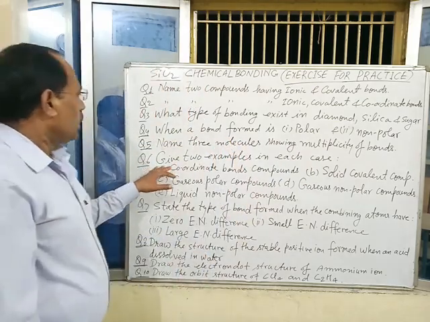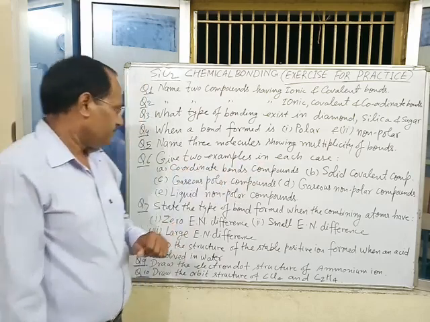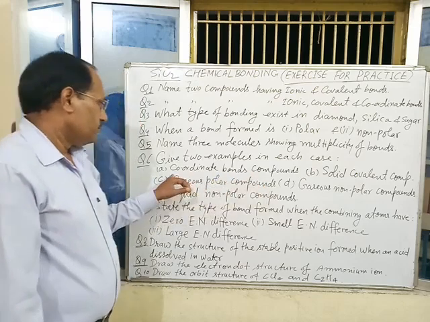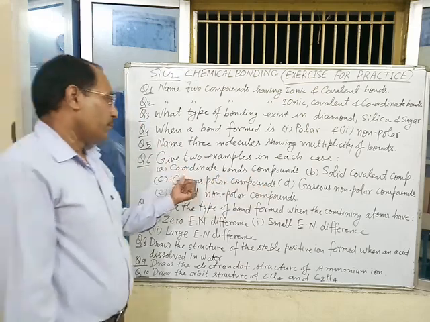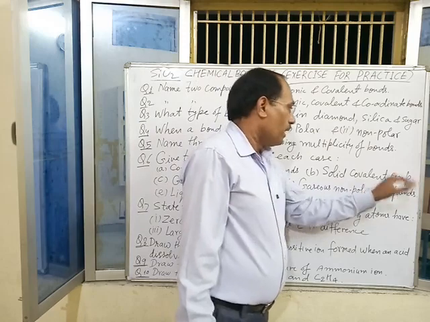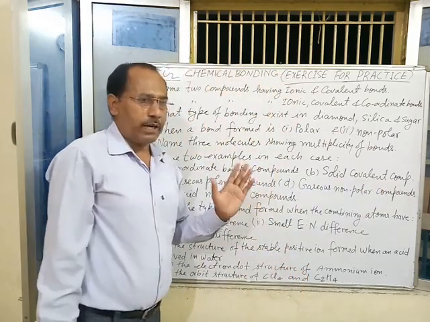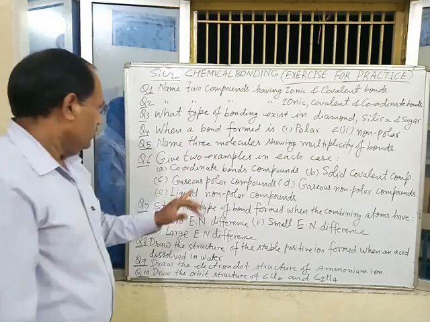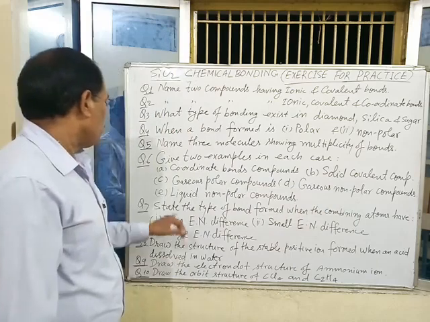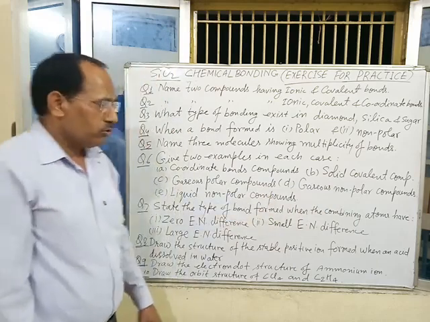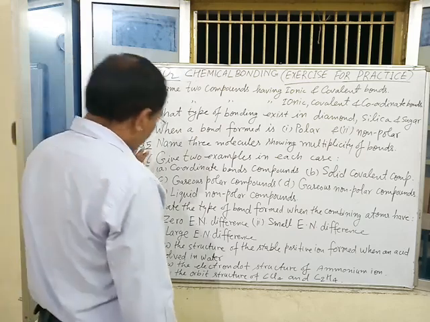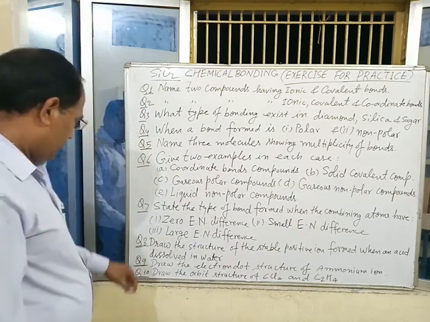Sixth question. Give two examples in each case. Coordinate bond compounds: two compounds in which coordinate bond is present. You have to write this answer. Solid covalent compounds: name two covalent compounds which exist in solid state. Gaseous polar compounds. Gaseous non-polar compounds. Liquid non-polar compounds. This is only for you, meaning students write answers of these questions.